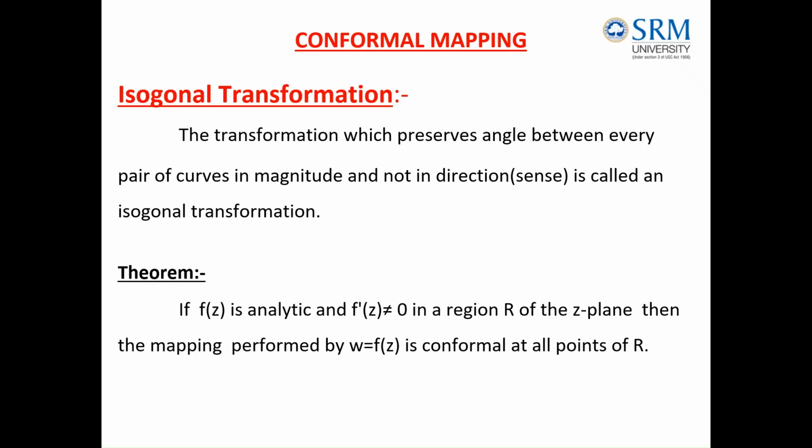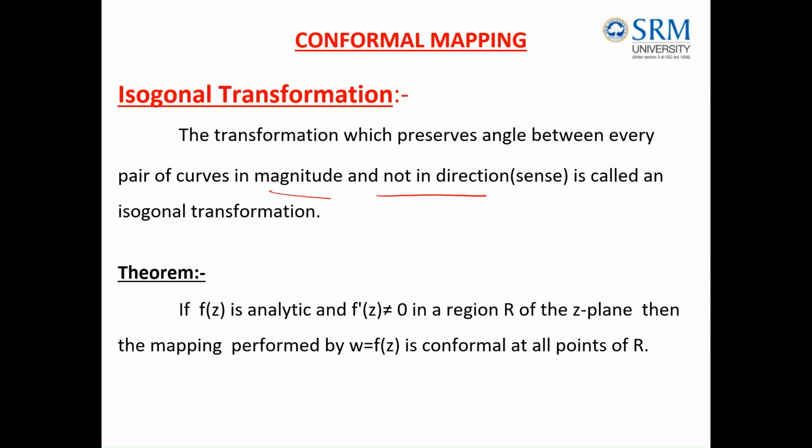Next we are going to see what is an isogonal transformation. The transformation which preserves the angle between every pair of curves in magnitude and not in direction, that is, sense of rotation, is called an isogonal transformation.